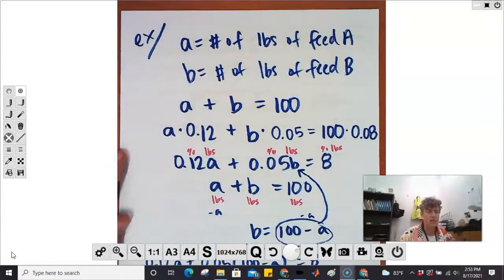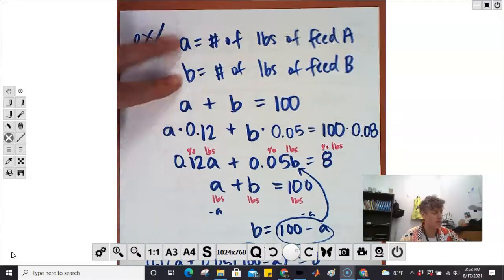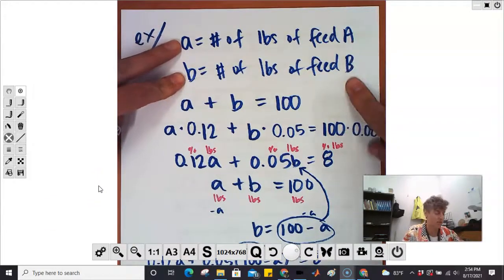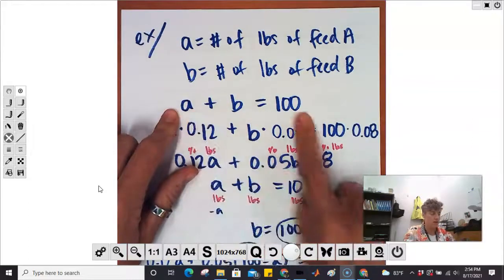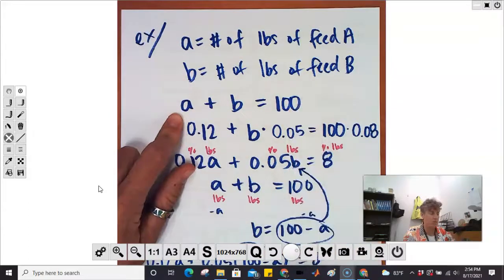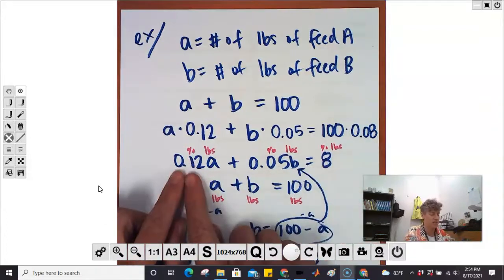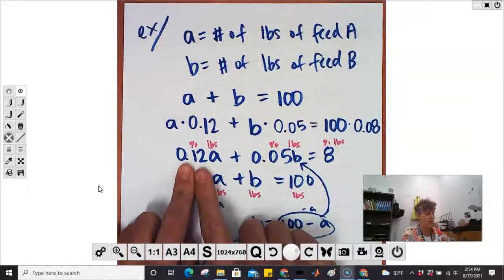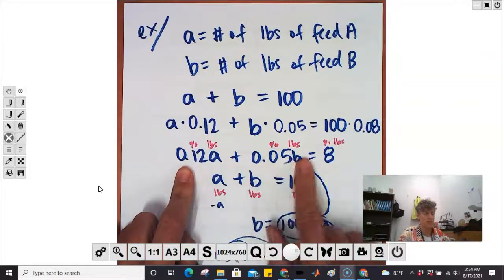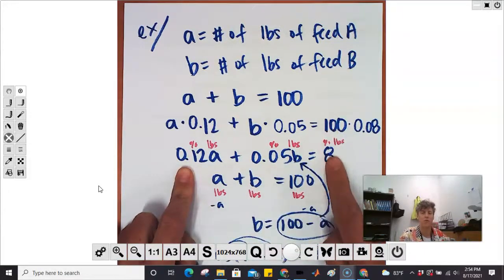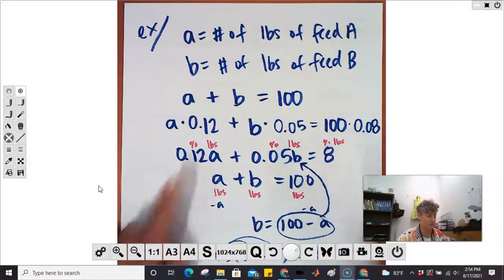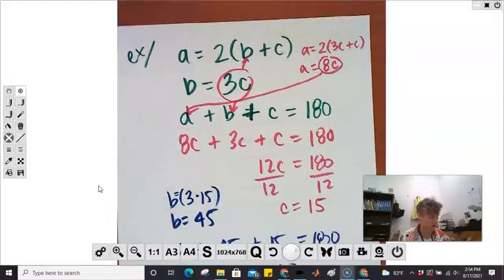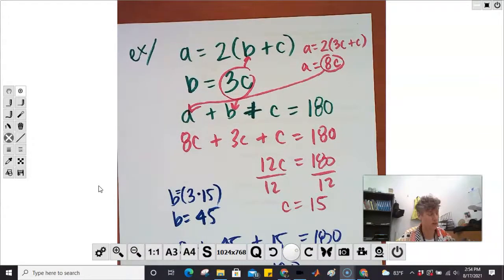Then we did the mixing problem, identified our variables. A was number of pounds of feed A, B was number of pounds of feed B. The total number of pounds needed added up to 100, and we made sure in our second equation, where we're using the percentages, that our units lined up. It was percent times pounds, so that's why we needed to multiply by that 100 for that percent times pounds. And finally, our triangle activity, which was delightful. I'm sure you'll agree.